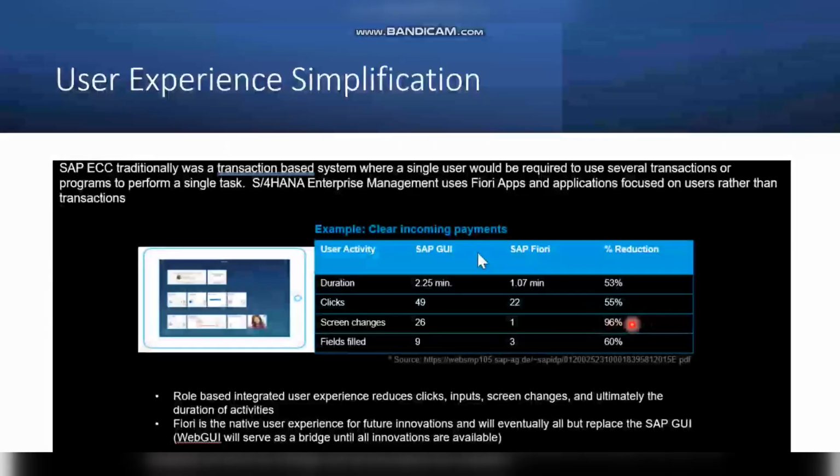We can see 96% reduction we have done in this HANA version, and we have to fill some fields of data. In GUI it is 9 and in Fiori it is 3. In the future, Fiori will be very helpful and all the users will like it. It will have a very user-friendly experience, so I think it will replace the SAP GUI in the upcoming versions, I believe.